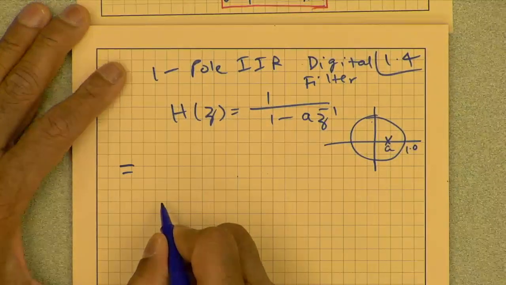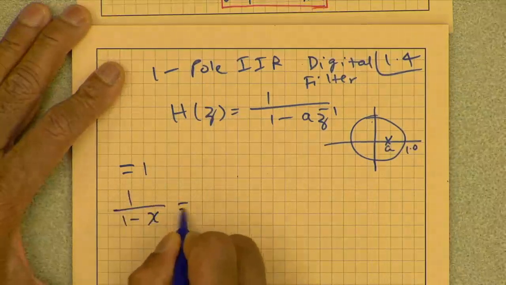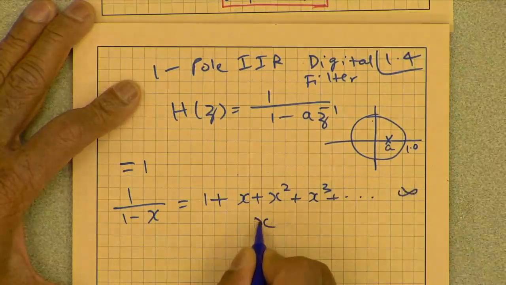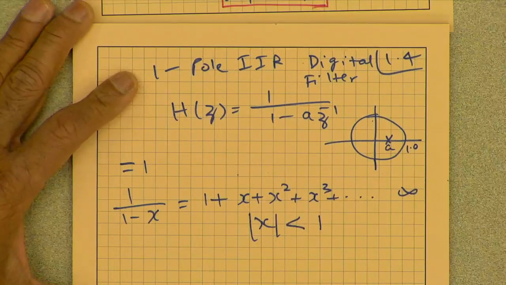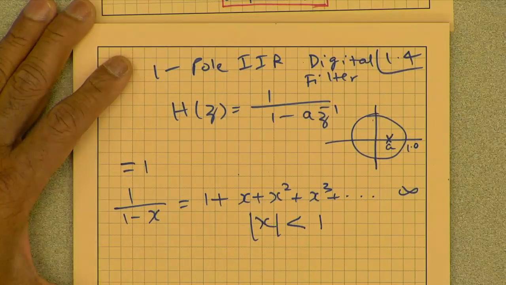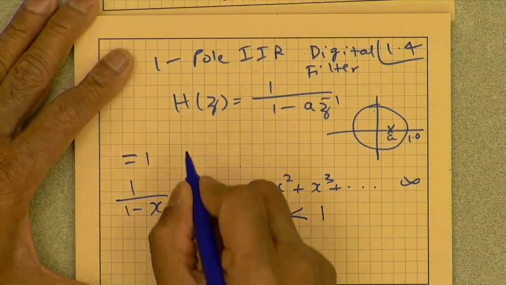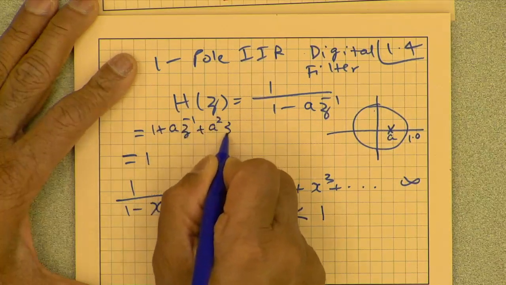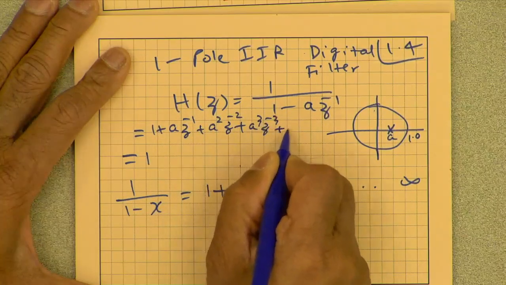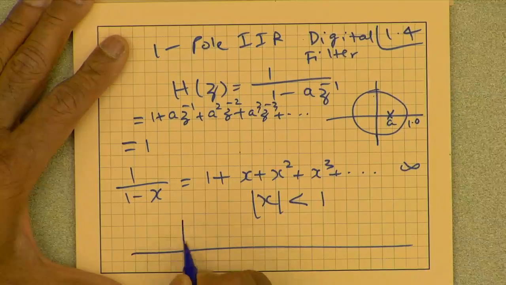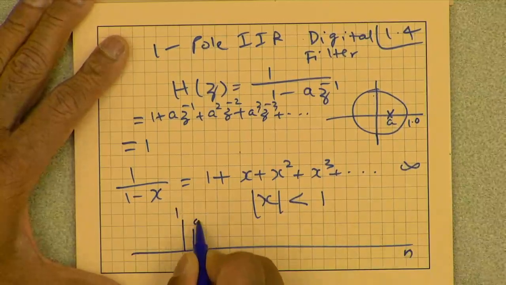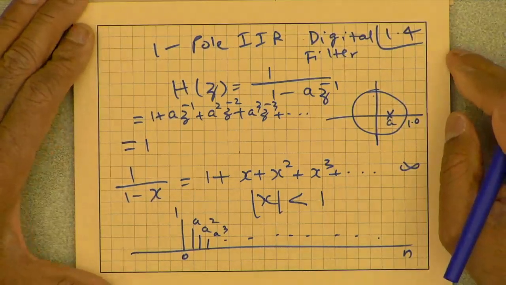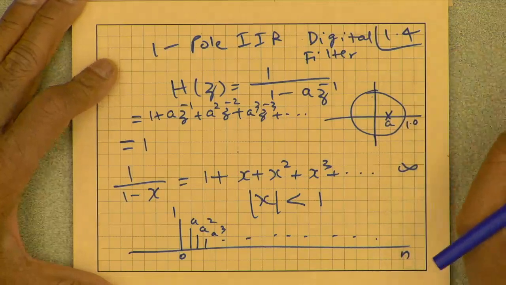So I can write that, recall 1 over 1 minus x is equal to the geometric series 1 plus x plus x squared plus x cubed, and this is an infinite geometric series provided the absolute value of x is less than 1, otherwise it would be divergent. So we can then say this is equal to 1 plus a z to the power minus 1 plus a squared z to the power minus 2 plus a cubed z to the power minus 3. And that means now the filter h[n] is going to be 1, a, a squared, a cubed, and will be of length infinity, and that's why it's called an infinite length filter, or the infinite impulse response filter.